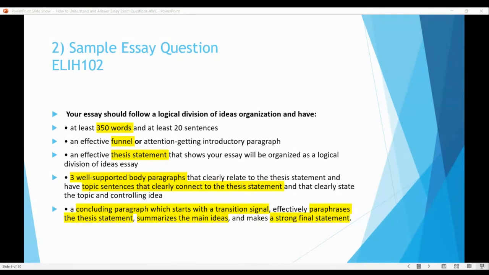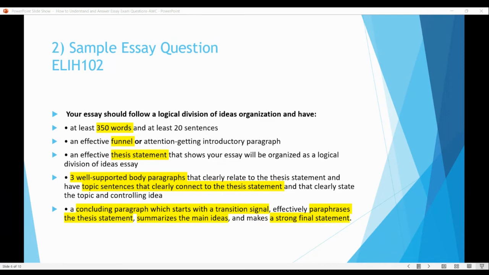So when you're writing your introductory paragraph, you begin with a topic sentence, okay? And then you end with a thesis statement. You have your topic sentence in the first sentence, your thesis statement in the last sentence of your first paragraph. That is the introductory paragraph. Okay.